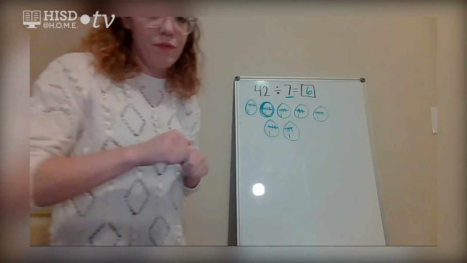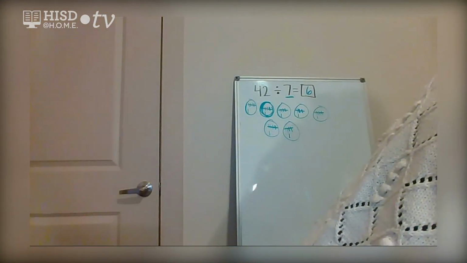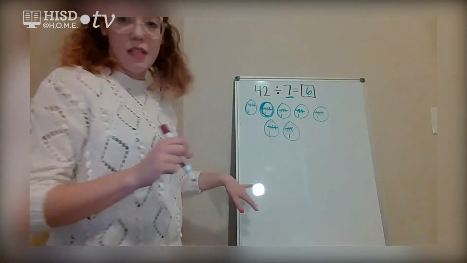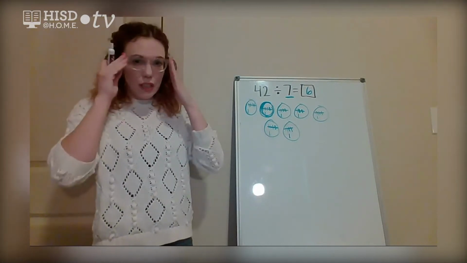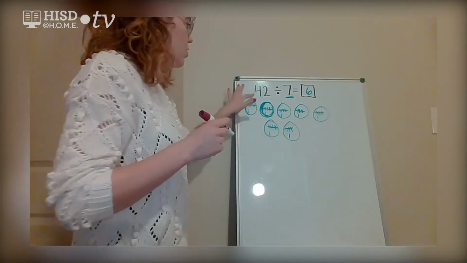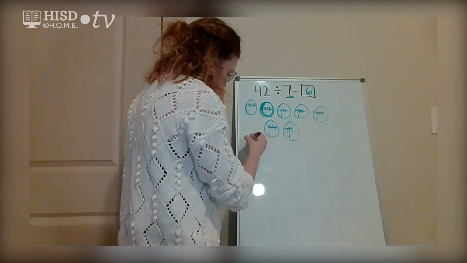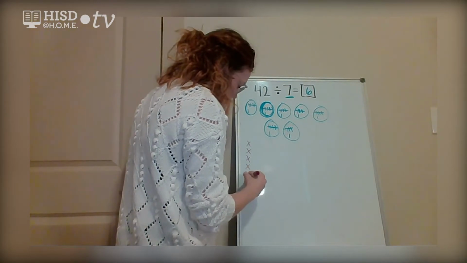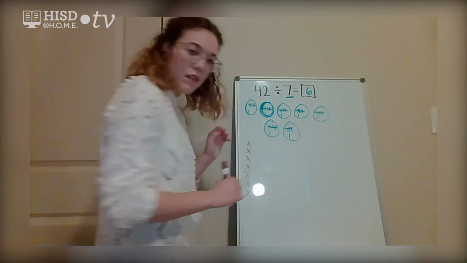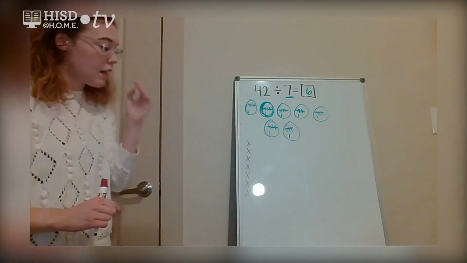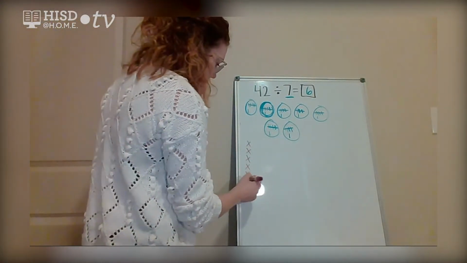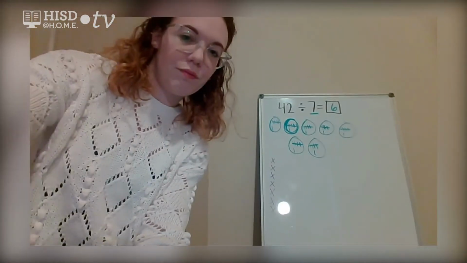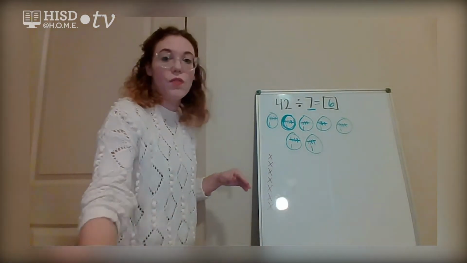I'll use an array. I'll use X's for my array because for me, again, if I use little dots, sometimes it's hard to keep track. So I need 7 rows. 1, 2, 3, 4, 5, 6, 7. Can you guys see that? Yes, you can see that. So I have 1, 2, 3, 4, 5, 6, 7. And I'm going to keep putting 1 in each row until I get to 42.